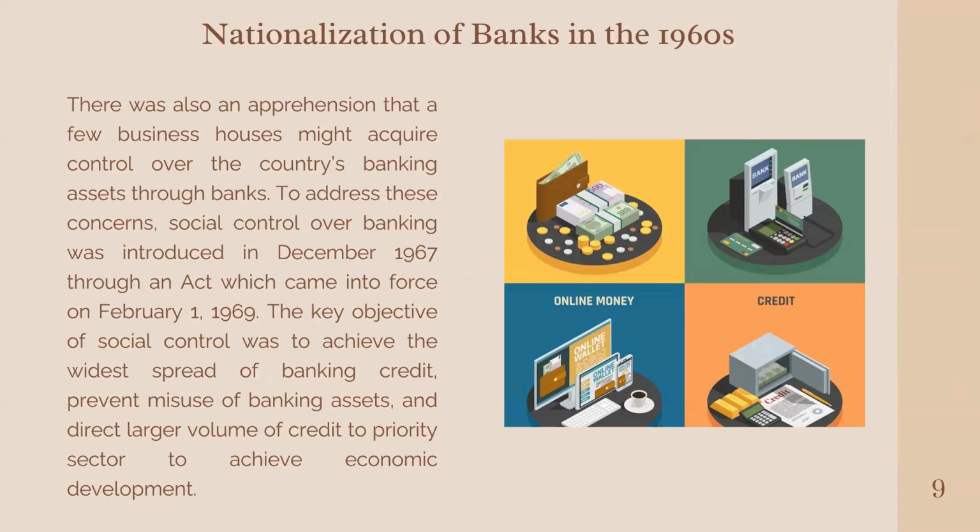To mitigate this risk, the government introduced a policy of social control over banking in December 1967, which came into effect on February 1, 1969. The central objective of this policy was to ensure a wider distribution of banking credit, to prevent the misuse of banking resources and to channel more credit towards priority sectors of the economy. This social control aimed at promoting inclusive economic development by extending financial support to sectors that needed it the most, such as agriculture and small scale industries.